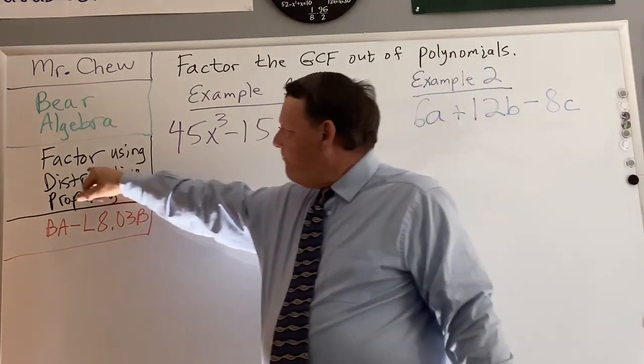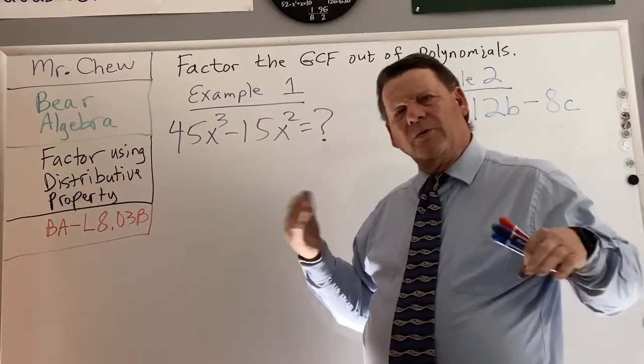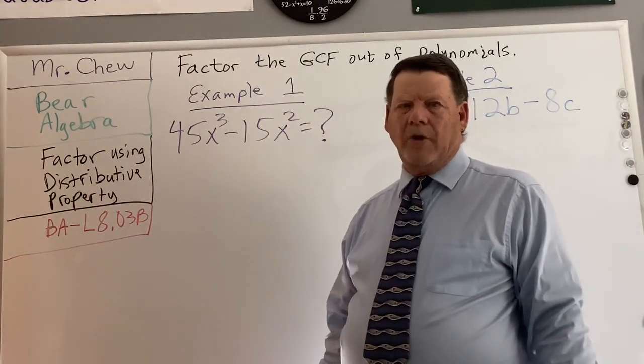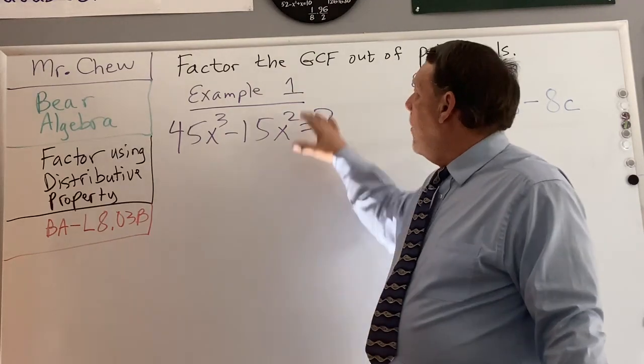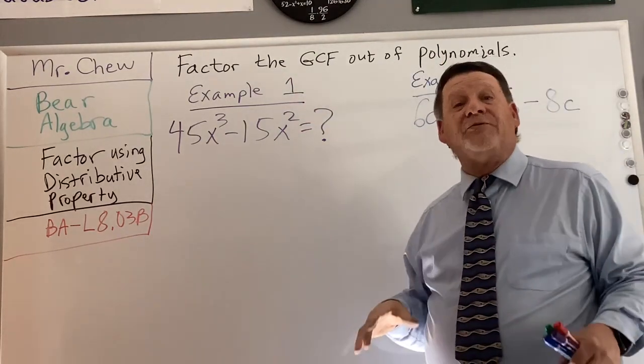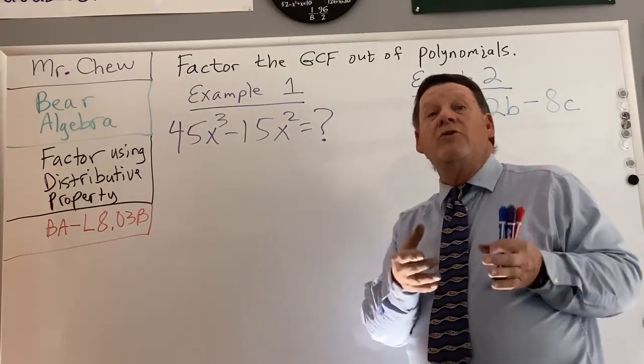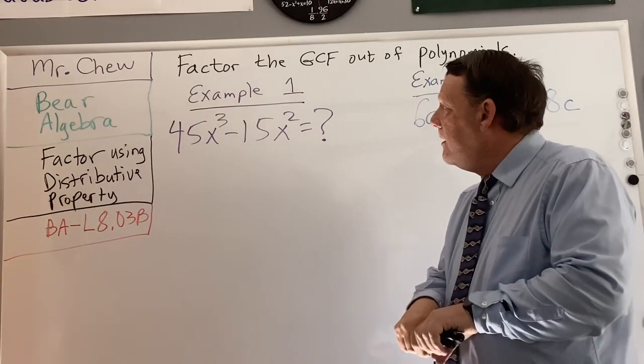So we're going to talk about factoring using the distributive property. So we're actually reversing the distributive property. Anytime you factor a GCF out of a polynomial, you have to find the biggest number and variables that you can divide both of them by.